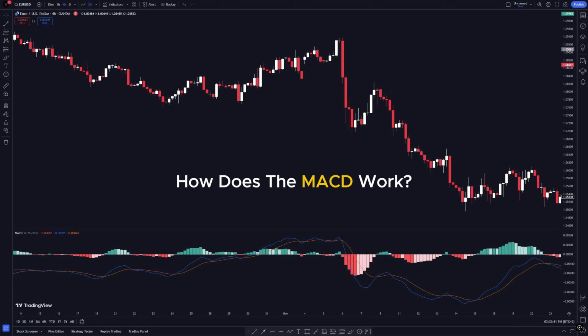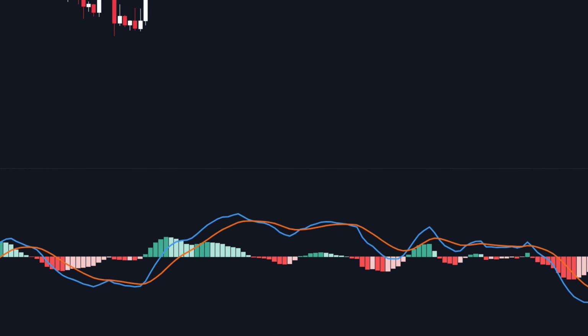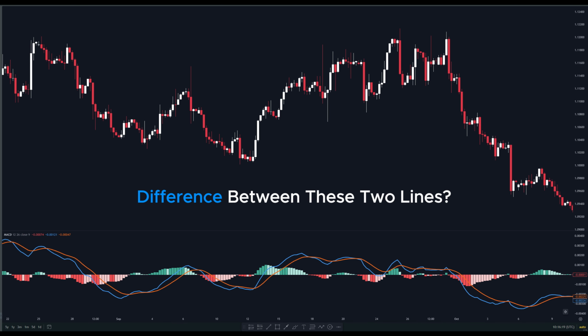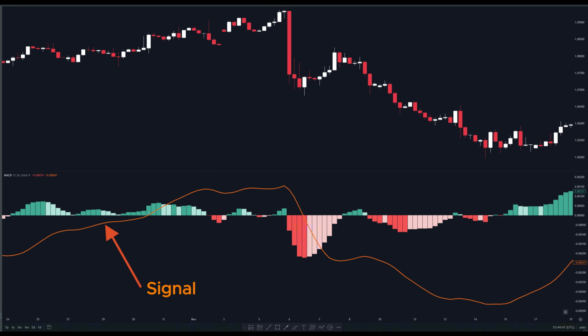How does the MACD work? There are four components in the MACD indicator. First of all, we have these two lines. The blue is the MACD line, and the orange one is the signal line. What is the difference between these two lines? The MACD line moves faster than the signal line, and it is more sensitive to price changes, which is the main focus of the MACD indicator. And the orange signal line reacts slower than the MACD to price changes. This is the main difference between these two lines.